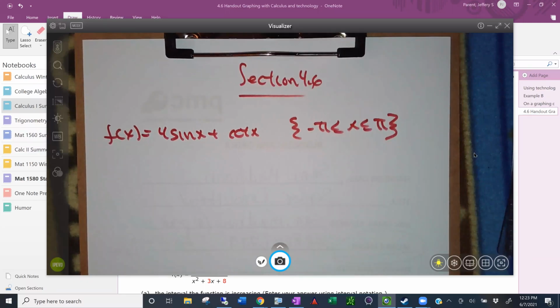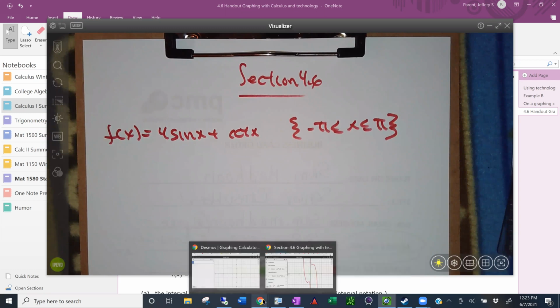So the goal of section 4.6 is to marry together what we've been learning about calculus with what we can do with technology. And personally, I like this marriage because I don't think we should pretend that you're on a desert island and have to do this stuff by hand and have no access to technology. So it's just not realistic.